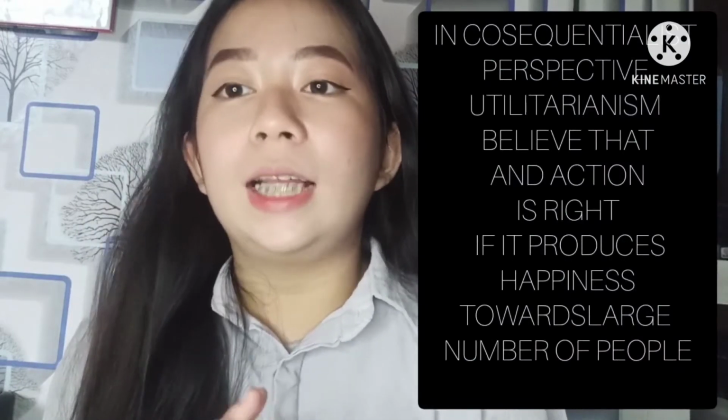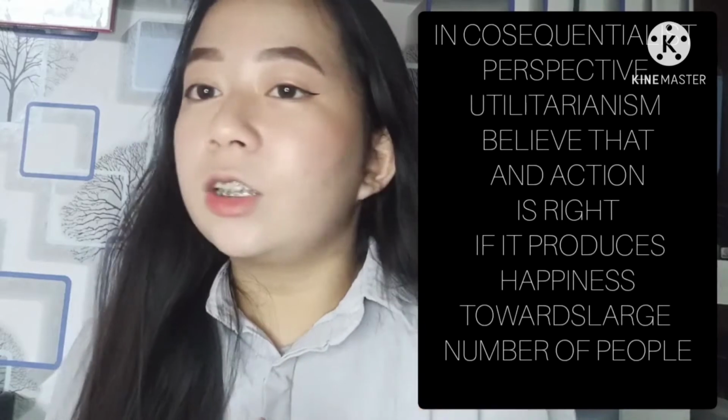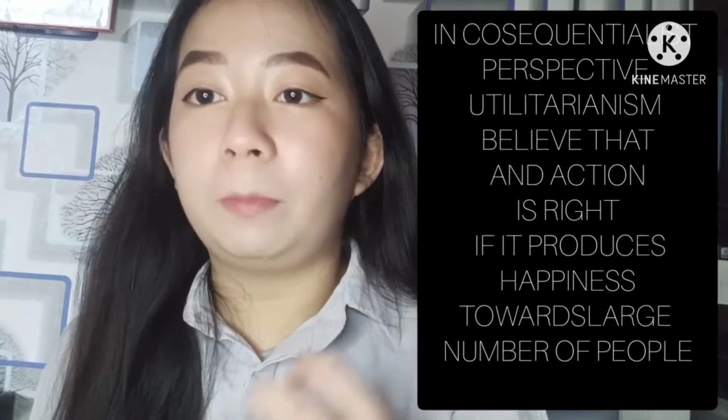We include two forms of consequentialism, and these are utilitarianism and hedonism. In utilitarianism, an action is considered right if it produces satisfaction or happiness to a large number of people. So now, it's my co-teacher's turn to explain hedonism and the challenges of consequentialism.